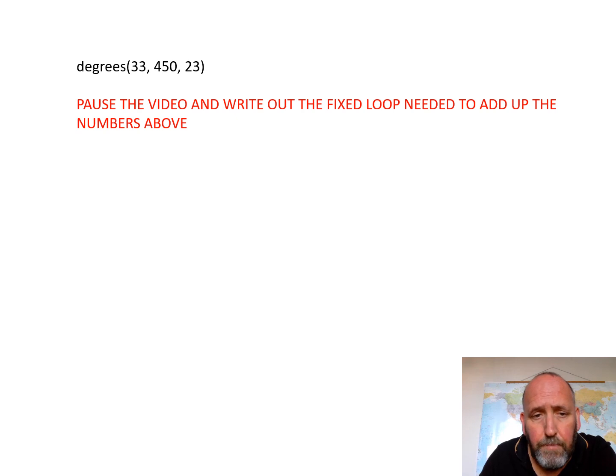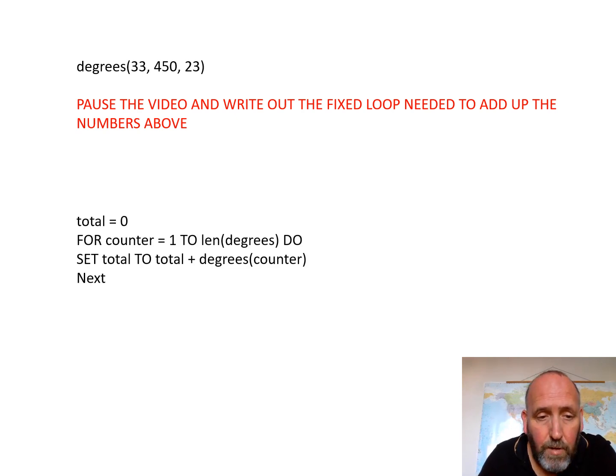Last but not least, pause the video, write out the fixed loop needed to add up the numbers above. And if you've got time, do the structure diagram and the flowchart. And here's the answer again. Total is 0. Counter equals 1 to length of degrees. Set total to total plus degrees counter. Next. And by the looks of it, because there's only 3 nice wee numbers there, that's 450 plus 33 plus 450 is 483 plus 23, I think, is 506.